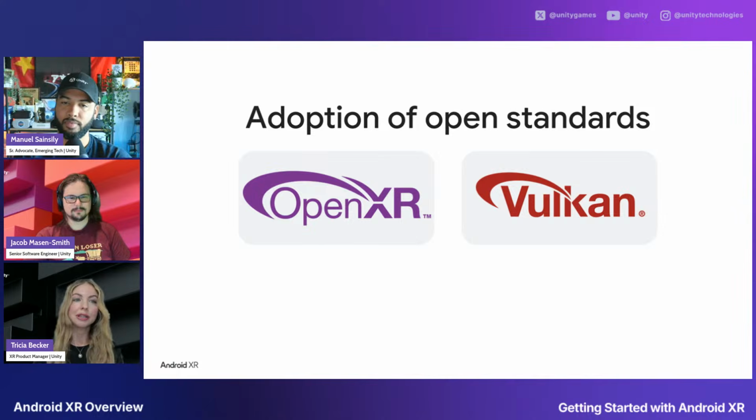When you look at Vulkan, it's a cross-platform graphics API. It's low level, and so it allows for finer control over the GPU. What this means is that Vulkan is the recommended graphics API for Android XR, and it has allowed us to bring in modern features, things like multi-view and foveated rendering that you're going to see in Unity 6.